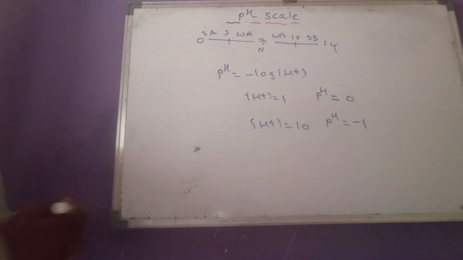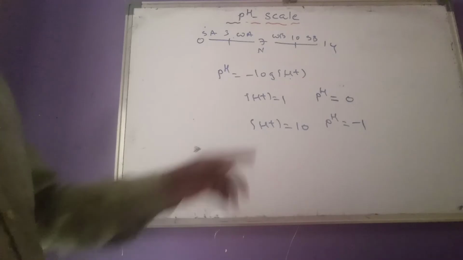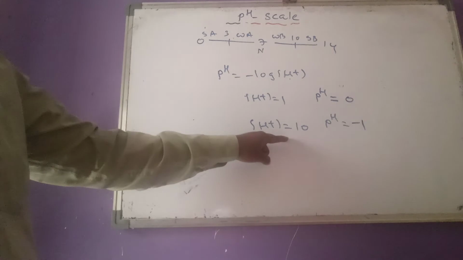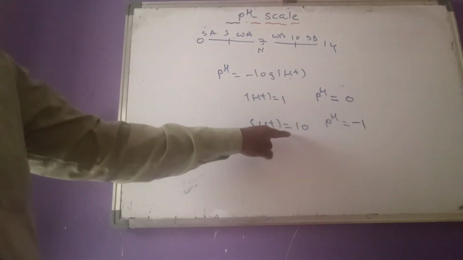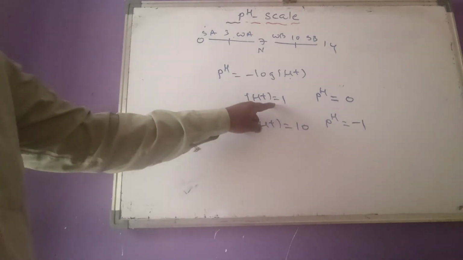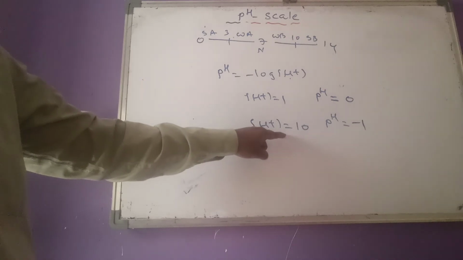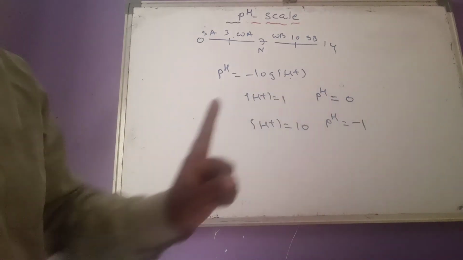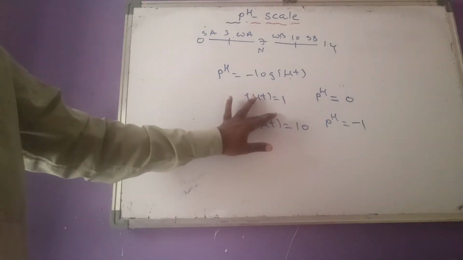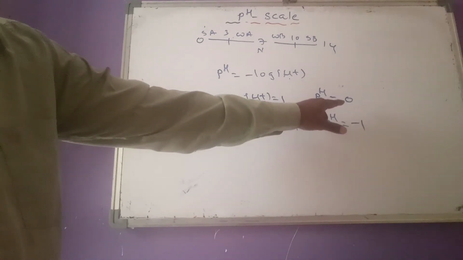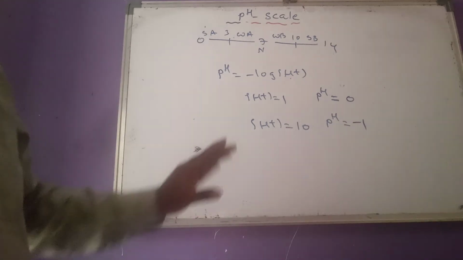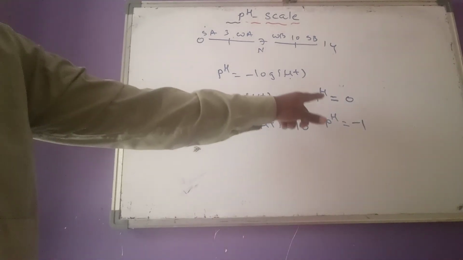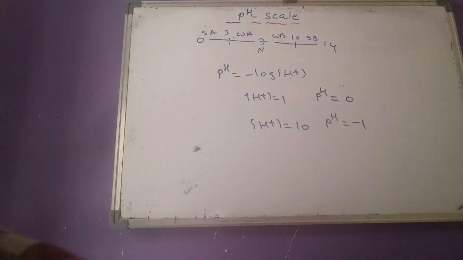So here we have to observe one thing. What is that? If H plus concentration is increased by 10 times, here 1, here 10, what happens? pH value decreases by 1 unit. Here H plus is 10 times, but pH value changes by 1 unit. So if H plus concentration increases by 10 times, pH value decreases by 1 unit.